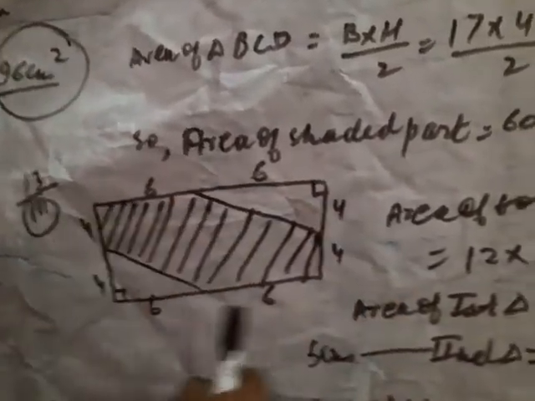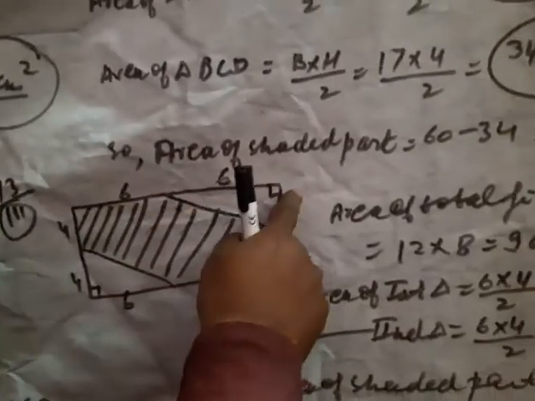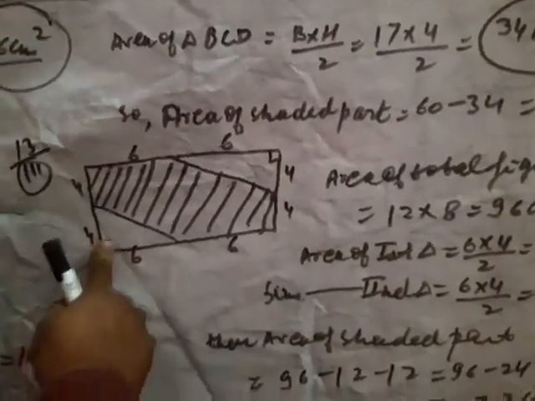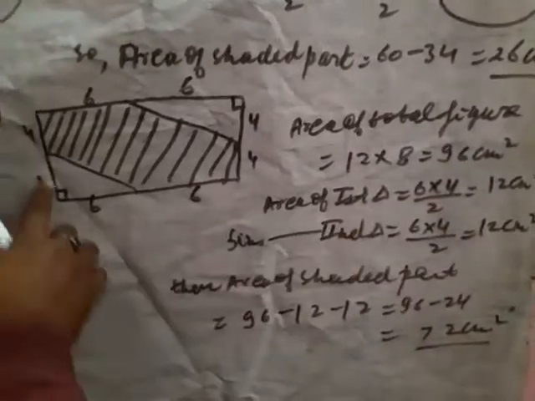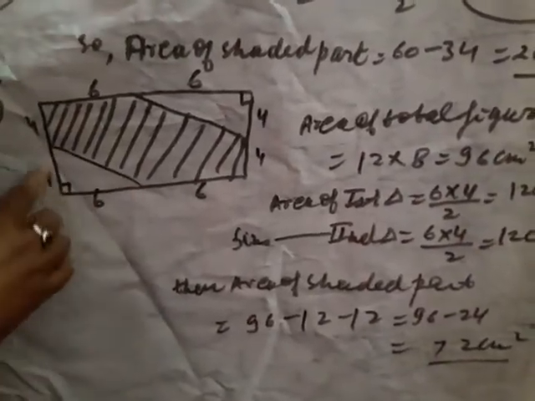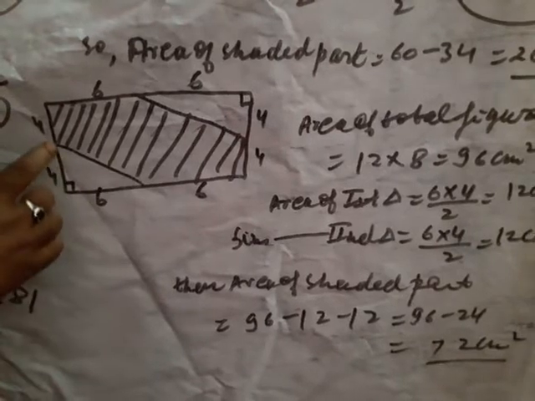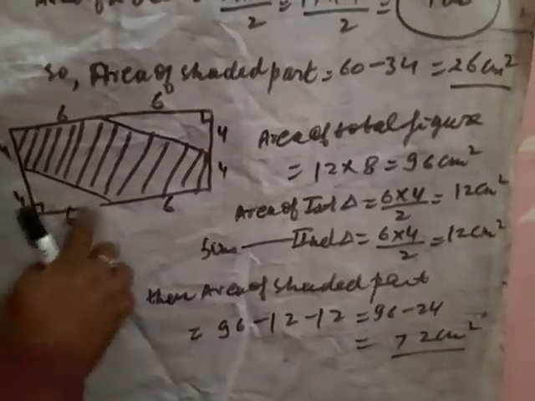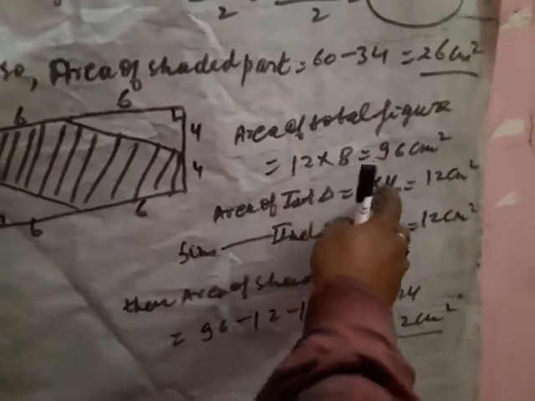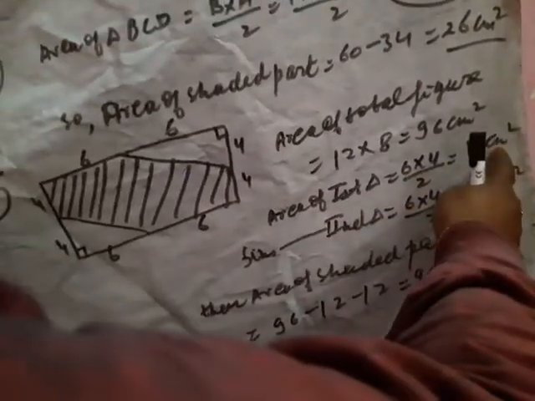So first of all you find the area of the total figure. This is length 12 and breadth 8. Area of total figure 12 into 8 is 96 centimeter square. Now come to this white triangle. This is base 6 and height 4. So the area of this triangle is equal to base into height upon 2. 6 into 4 upon 2 is equal to 12 centimeter square.